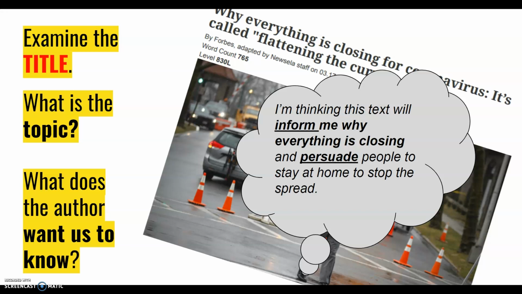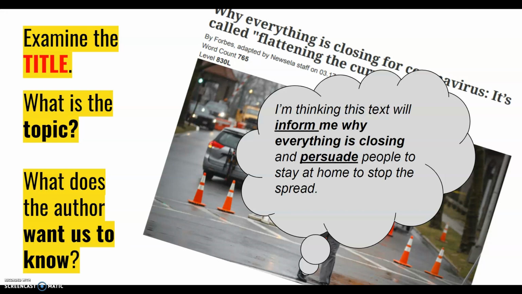First and foremost, examine the title. Why? The title gives us the topic of the text and sometimes even the central idea of the whole text. Since the central ideas of a text are connected to the author's purpose, since the central ideas are what an author most wants us to know, we can use the title to predict the author's purpose right away.